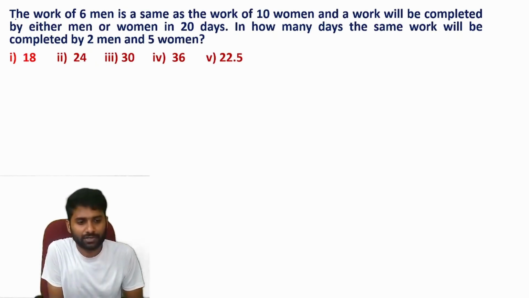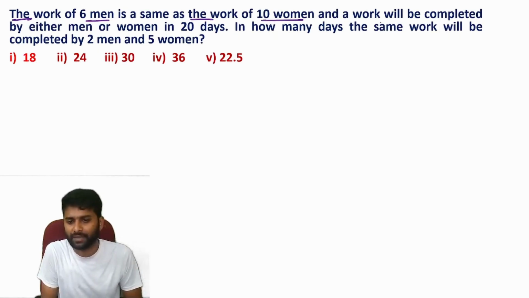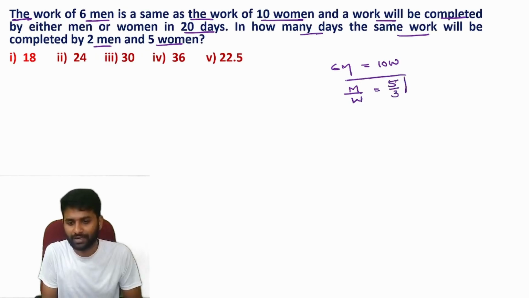Now let's see this question. The work of 6 men is the same as the work of 10 women. The work will be completed by either men or women in 20 days. In how many days will the same work be completed by 2 men and 5 women? 6 men's efficiency is equal to 10 women's. Identify the men to women efficiency ratio as 5 by 3. You will get the efficiency.